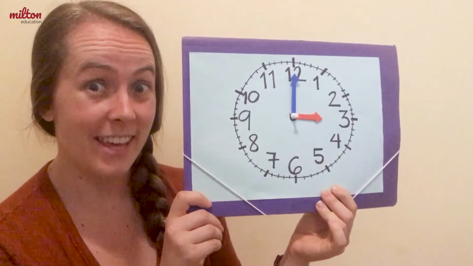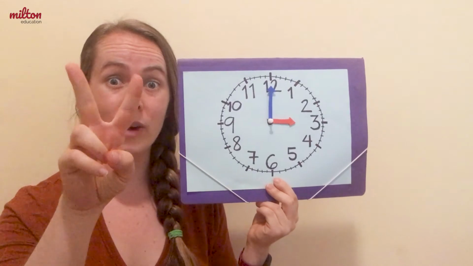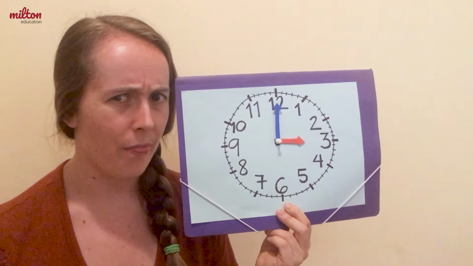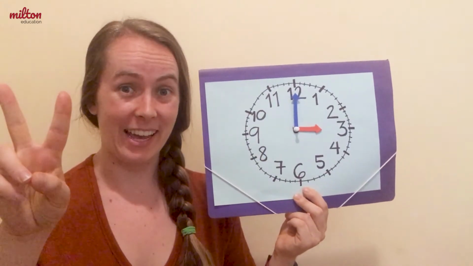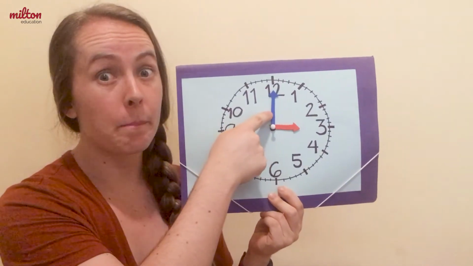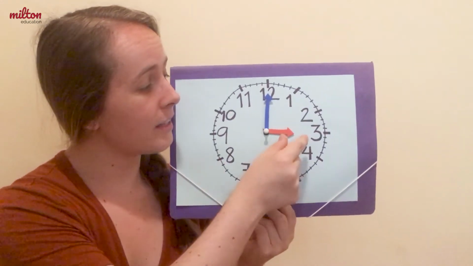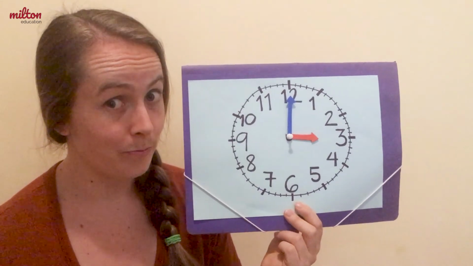Well, it's time to talk about telling time on a clock. Now, I think most of you know that this is a clock, and clocks have 2 hands. Well, some have 3, but we don't have to worry about that too much. On this clock, there are 2 hands. There's a big minute hand that tells us the minutes, and a small hour hand that tells us the hours.